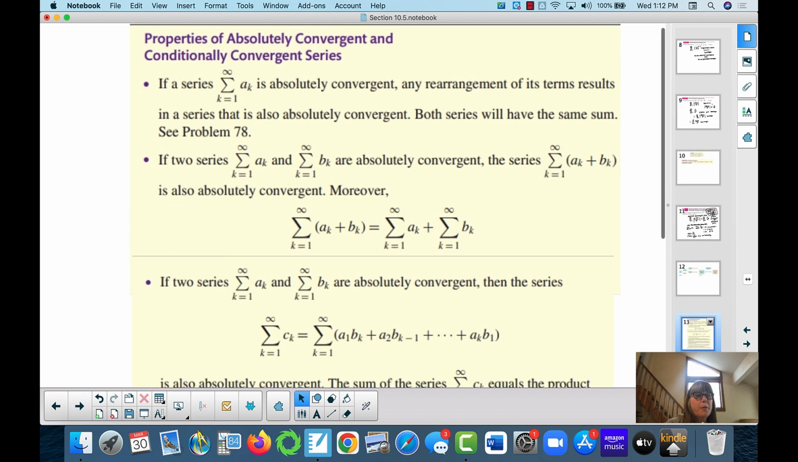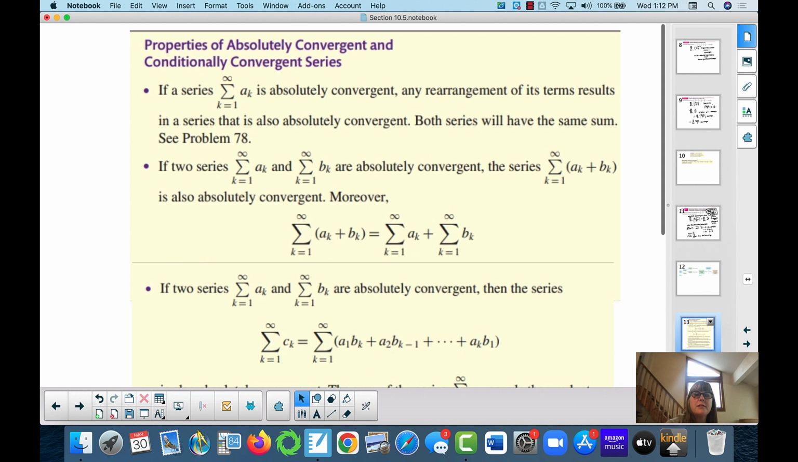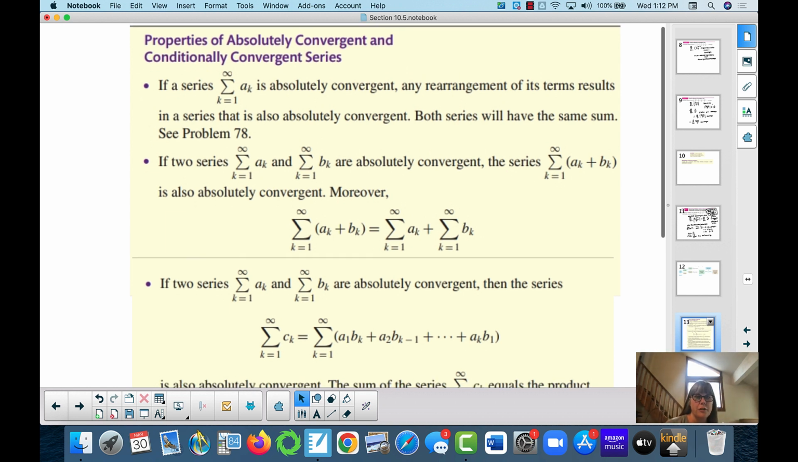These are just some properties about absolutely convergent and conditionally convergent series that you should read through and know. If a series is absolutely convergent, you can rearrange the terms because you're adding them, and that new series is also absolutely convergent, and they'll have the same sum. Rearranging the terms doesn't change the sum of the series or whether or not it's convergent.